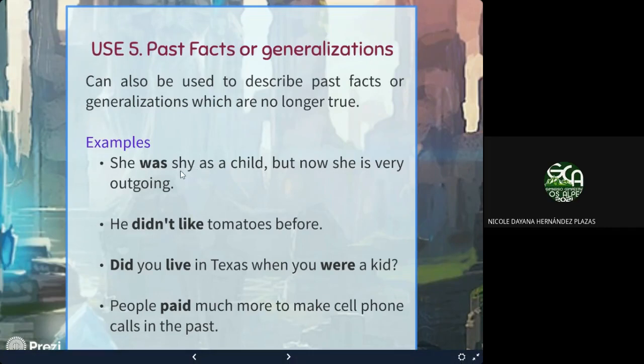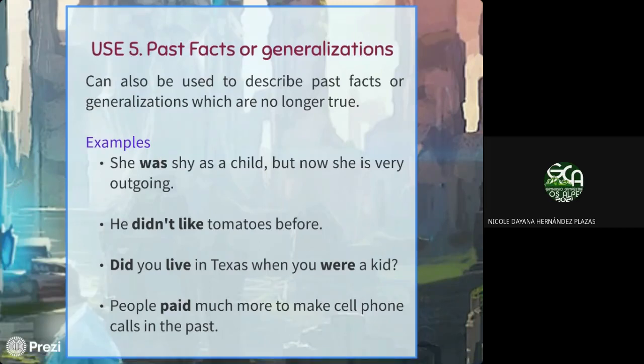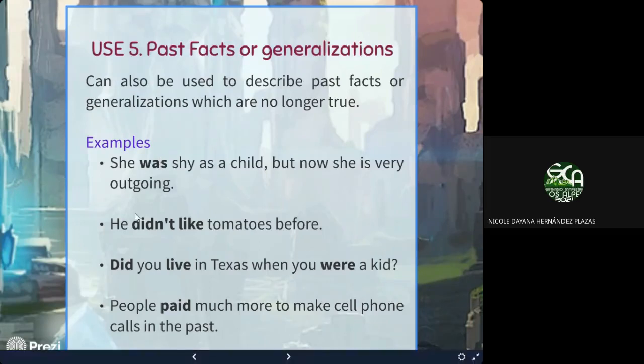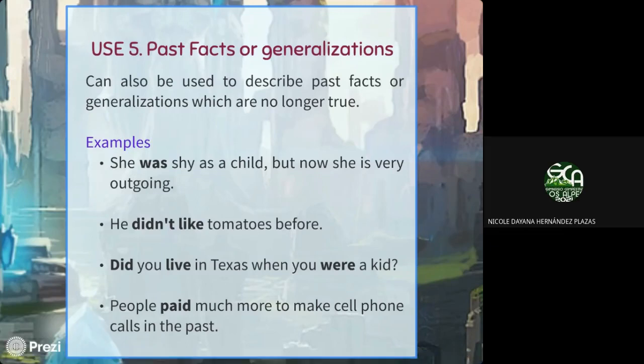So, she was shy as a child, but now she is very outgoing. Esto era verdad, cuando era niña ella era así. Y digamos que este ejemplo les entra dentro de la categoría de hábitos o dentro de la categoría de generalización. It's okay. He didn't like tomatoes before. No le gustaba, ahora le gusta. So, es similar, es parecida al anterior.